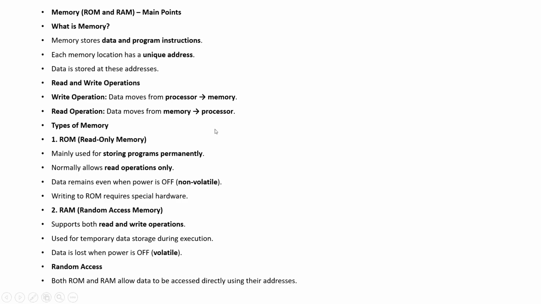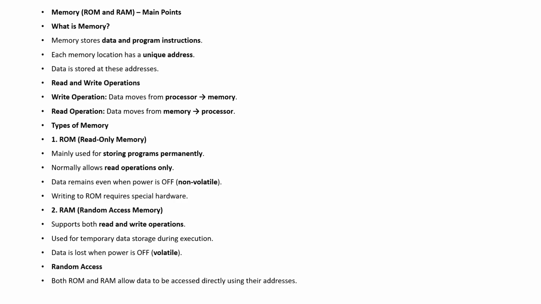Types of memory. Read only memory is mainly used for storing programs permanently. That is, it is used for storing programs permanently. So we do not get a chance to change the program. For example, Windows is a program which is stored in ROM.